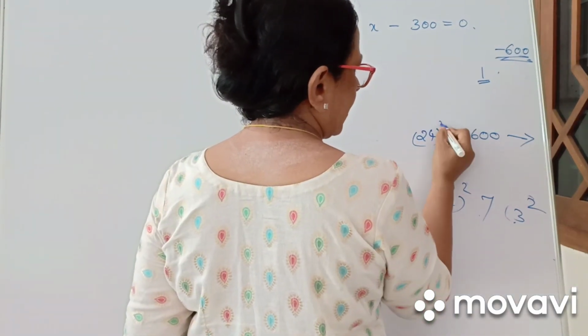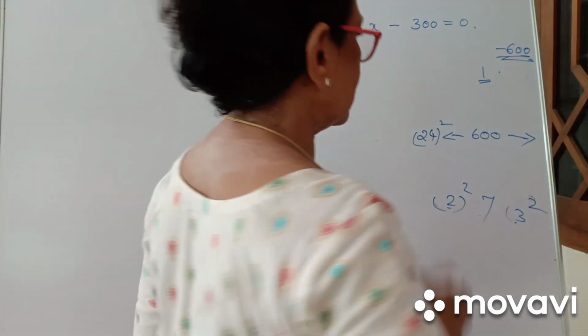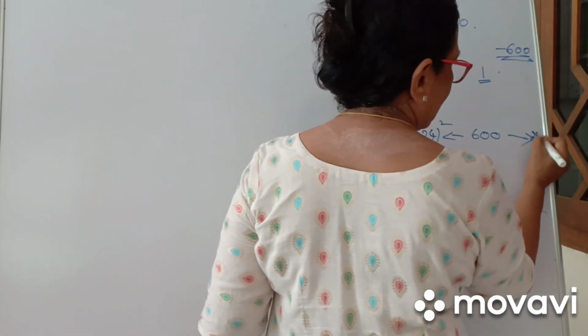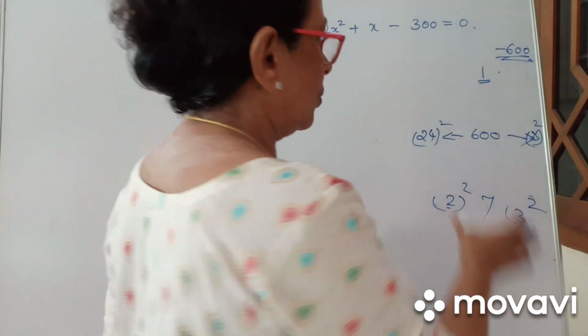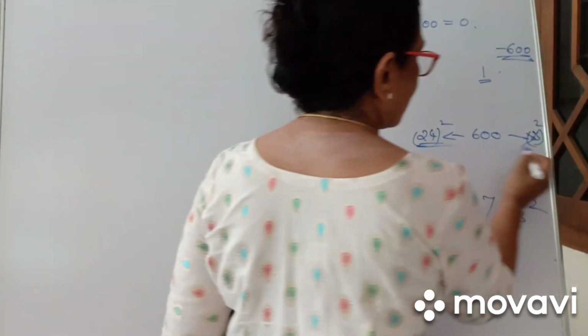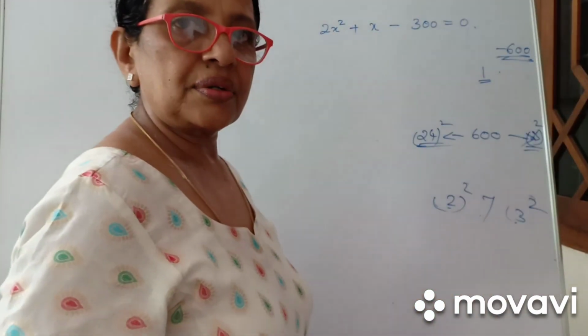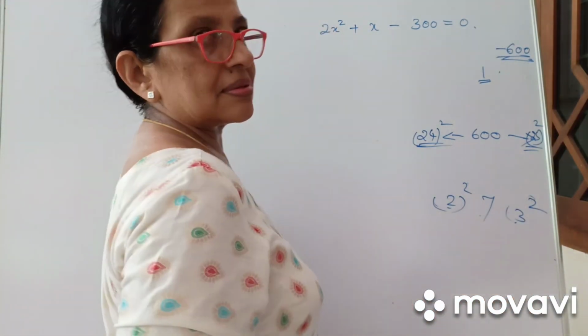24 whole squared is how much? 576. Yes, 25 whole squared is 625. So 600 comes between these two numbers. So your factors are 24 and 25. Understood? So 24 and 25 are our numbers.